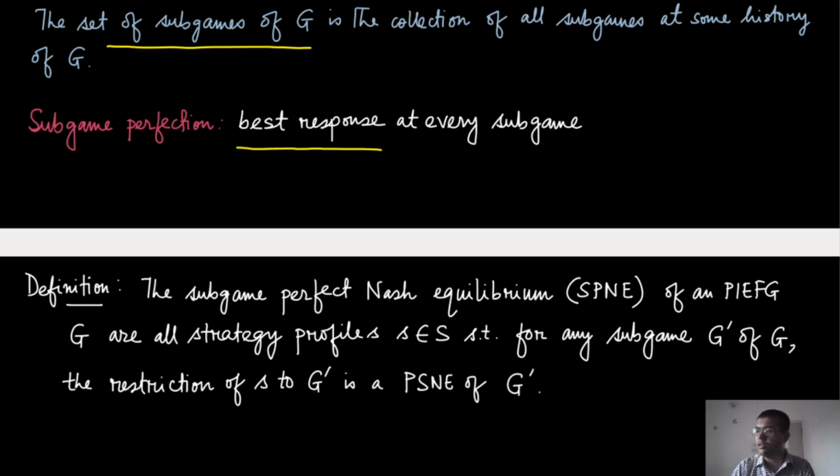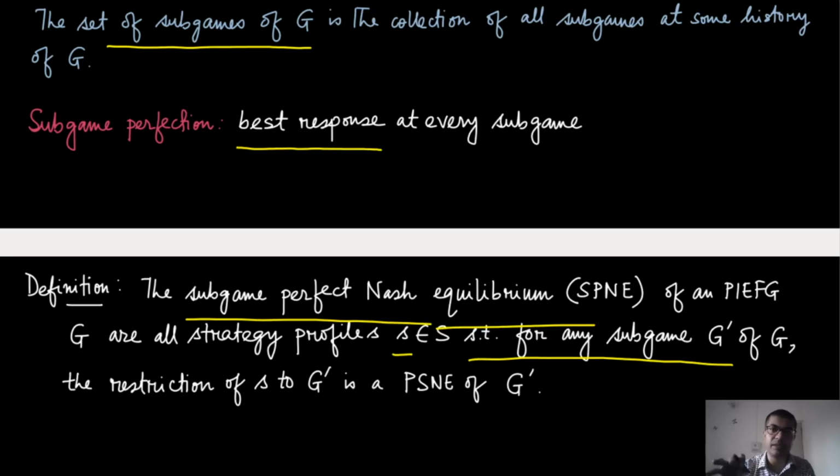We call a strategy profile S a subgame perfect Nash equilibrium of a perfect information extensive form game G if, with S being the strategy profile for all the players, every player has picked some strategy, and for any subgame G prime of G, you look at any subgame of the original game, restrict the strategies of those players to that subgame, and that restriction of S to G prime must be a PSNE of that subgame G prime.